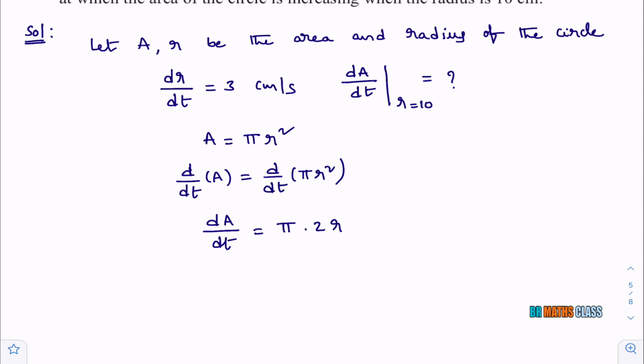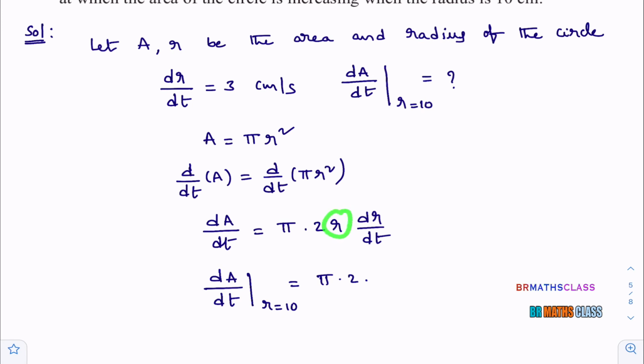We will write dr by dt. All these things we learn in differentiation. Actually, what is to be calculated? dA by dt when r equal to 10. That equals pi into 2 into, in place of r, you write 10, 2 into 10 into dr by dt.